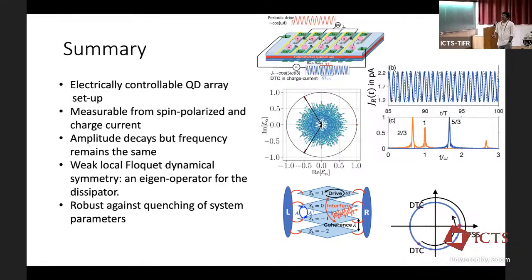Basically, what it does is that it adds an extra eigenoperator condition on top of the eigenoperator condition you have in the Hamiltonian. And this is robust against quenching of the system parameters. This I end. Thank you.